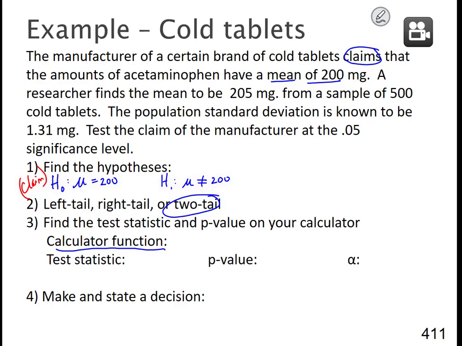Since we're talking about mu, we know it's z or t. So we go back and find the word standard deviation. And this time, the word population is in front of it. Hopefully you know by now that means sigma. And sigma means we get to use a z test.